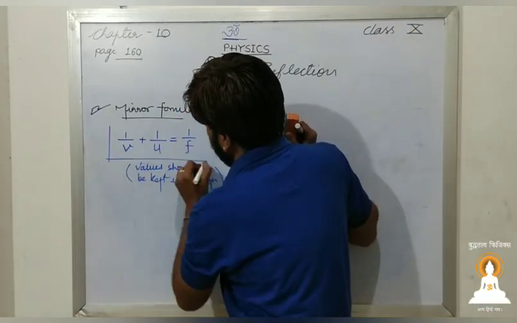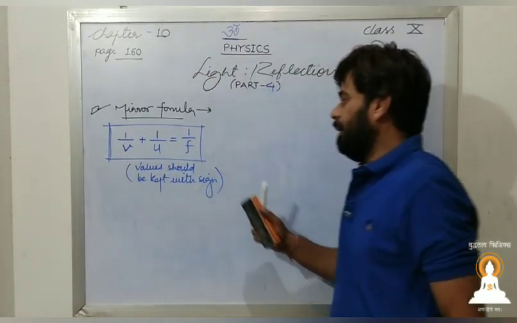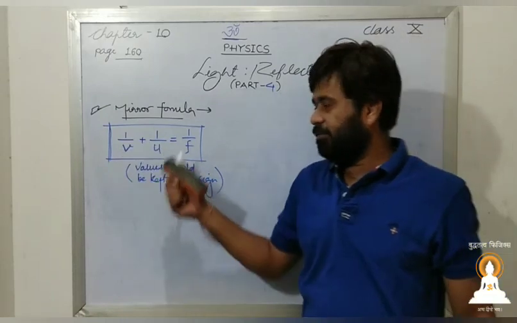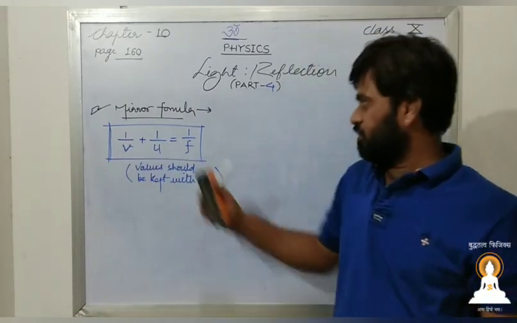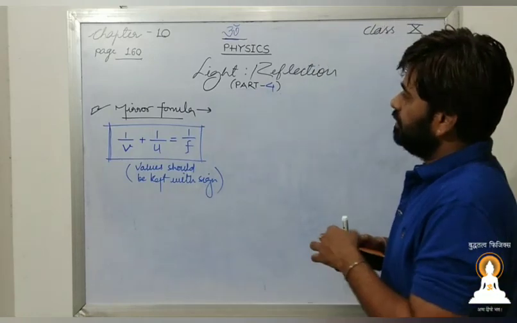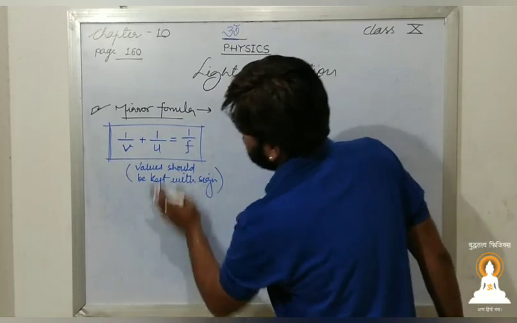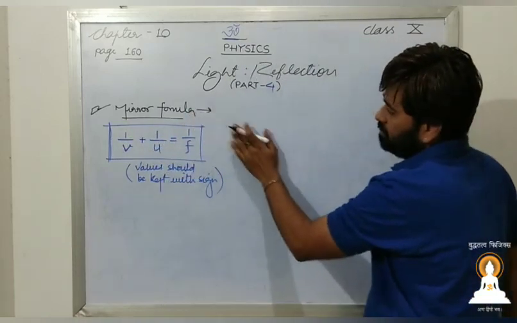Very simple. How did it come? For that you have to cross 10th, and in 12th class you will see the derivation of this. Right now it is not there in your course. Okay, now one more thing: this is the mirror formula, and we are going to discuss a few numericals based on this.